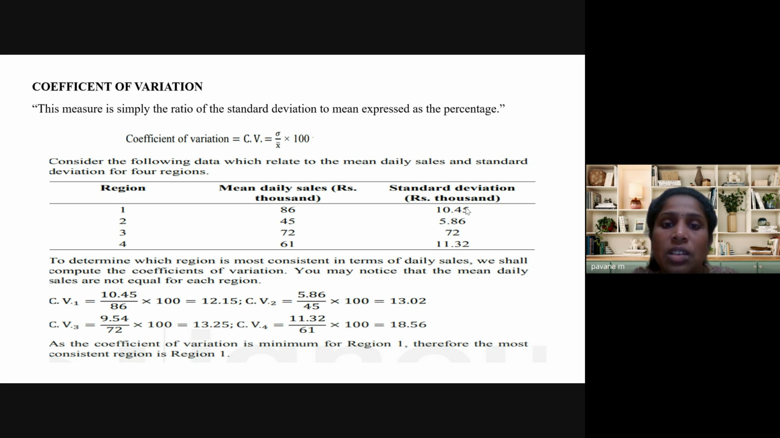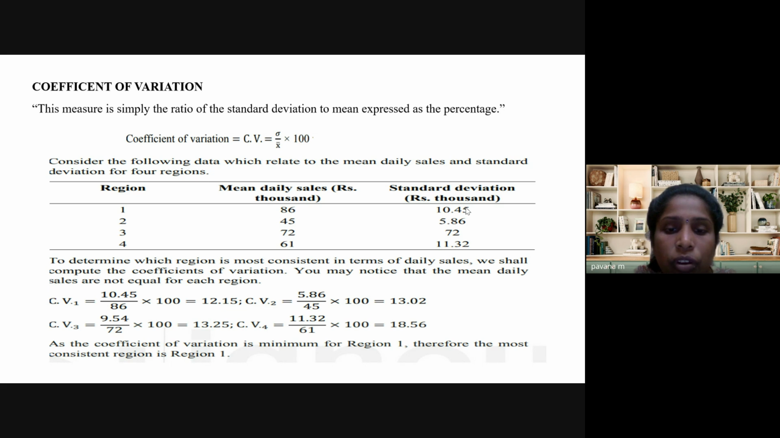If you want to find the more consistent region, you have to calculate the coefficient of variation, because if a region has a lower coefficient of variation, then you can say it is more consistent. That means it repeatedly gives maximum or constant sales, constant performance. To measure consistency, calculate the coefficient of variation, and the region with the lowest value is the most consistent.